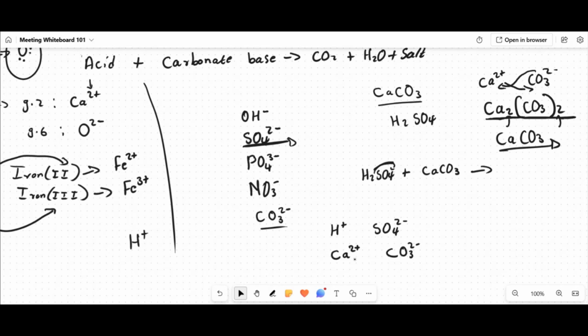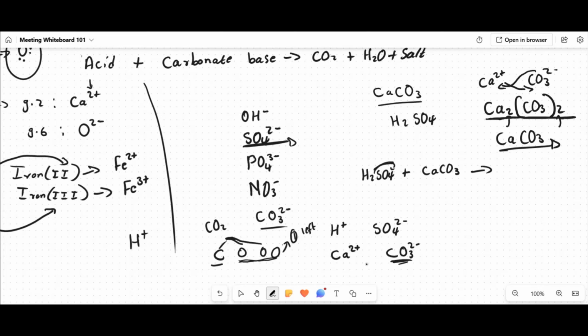So what you're actually going to have in this one, which is CO3, you have 1 carbon and 3 oxygens, right? You are going to take 1 carbon and 2 oxygens. This will form carbon dioxide. Now you will be left with 1 oxygen. 1 oxygen is left.